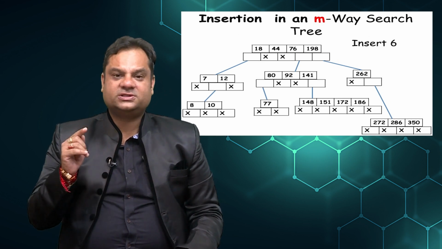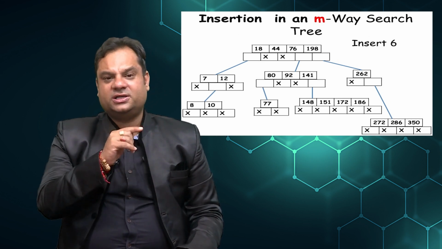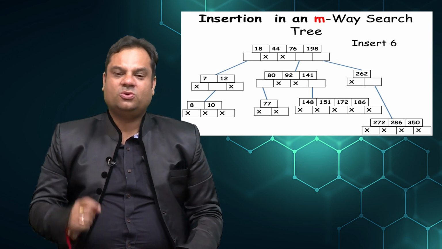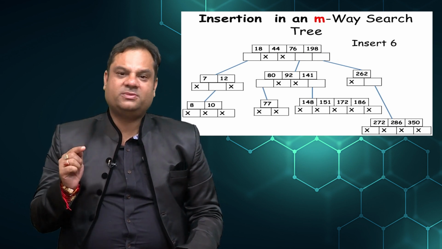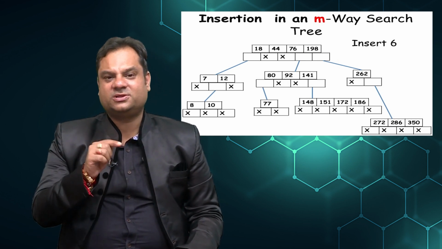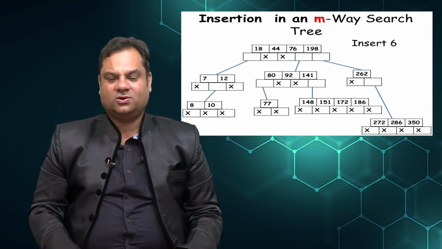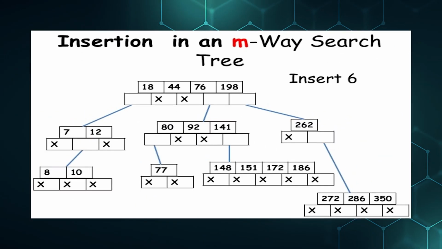When you find the in-order sequence, all our data is in ascending order. So you can't skip; the bigger item will not come in the middle position, or the smallest item on the right position. That is not followed. So now we insert item 6 in this M-way search tree.